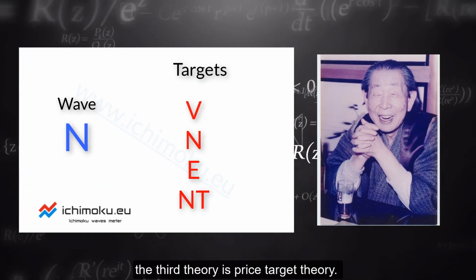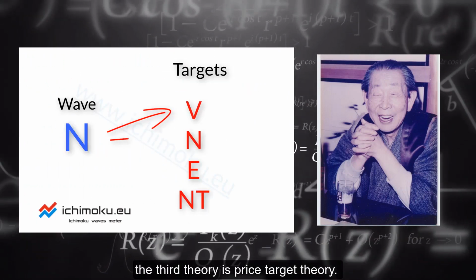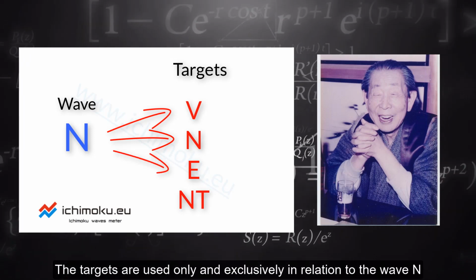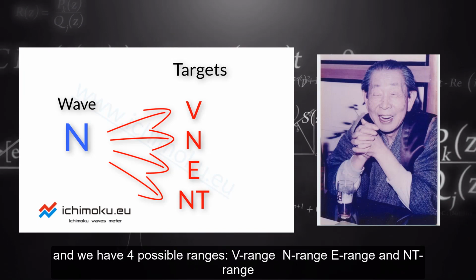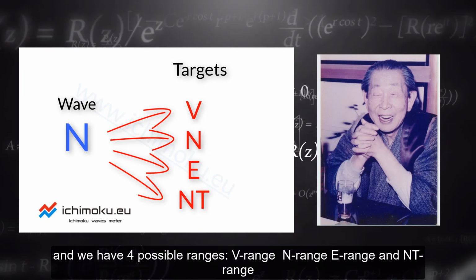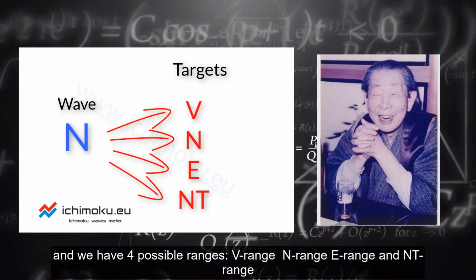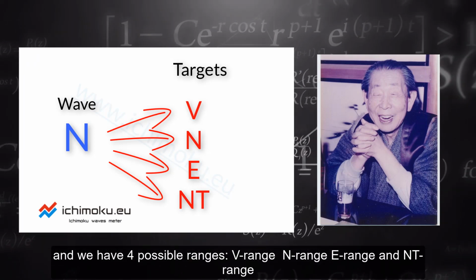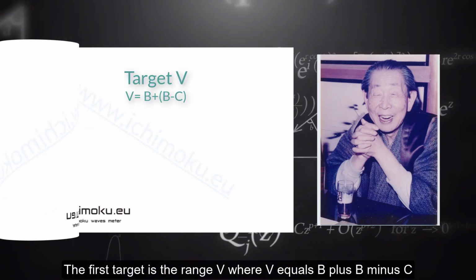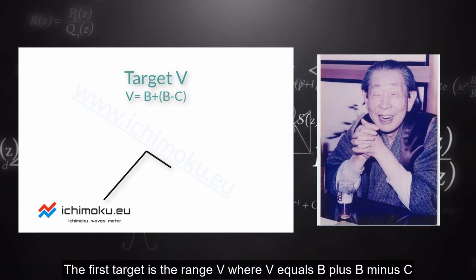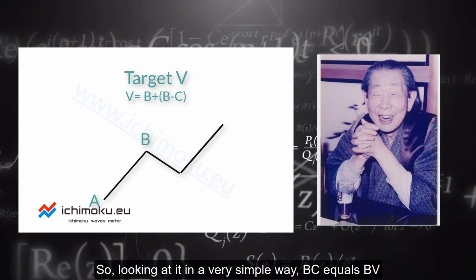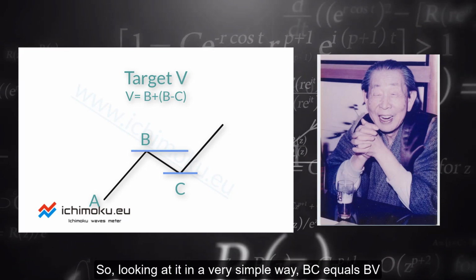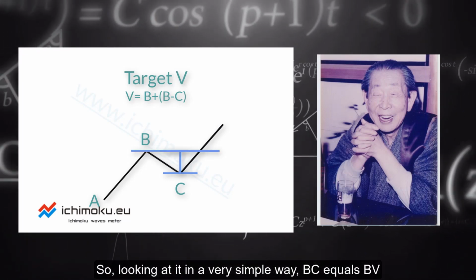The third theory is price target theory. The targets are used only and exclusively in relation to the wave N. And we have 4 possible ranges: V range, N range, E range, and NT range. The first target is the range V, where V equals B plus B minus C. So, looking at it in a very simple way, BC equals BV.